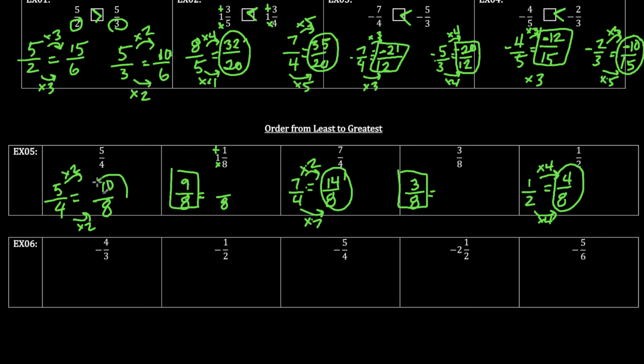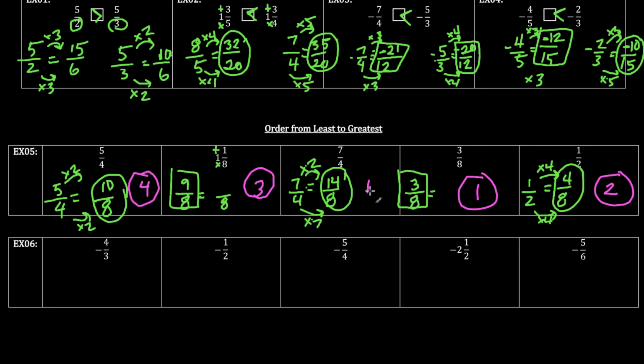So least to greatest. Let's look for the least amount of eighths. We have 10, 9, 14, 3, and 4. So this one has the least amount. And I'm going to write that in a different color. So this has the least amount of eighths. There are 3/8. And then there are 4/8. And then there are 9/8. And then there are 10/8. And then lastly, there are 14/8. All right, that was quite the adventure.